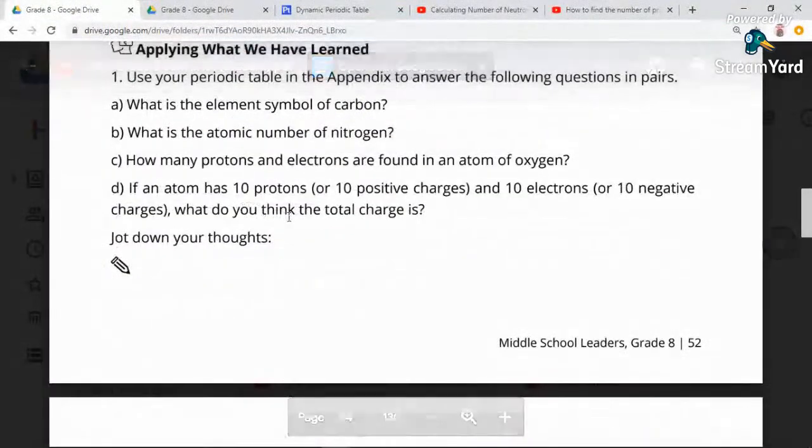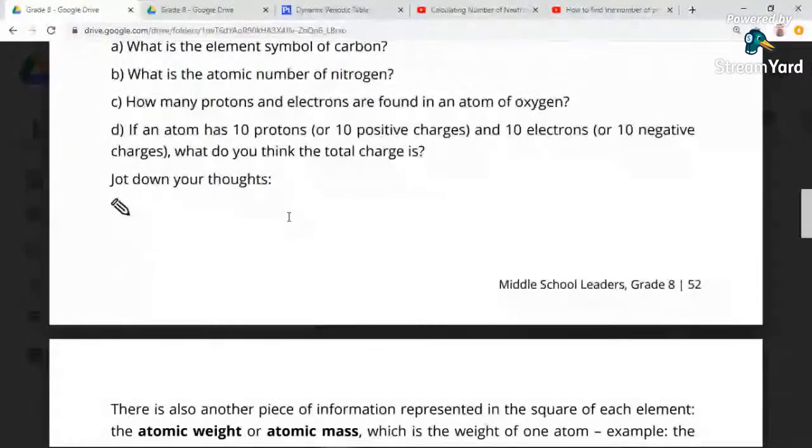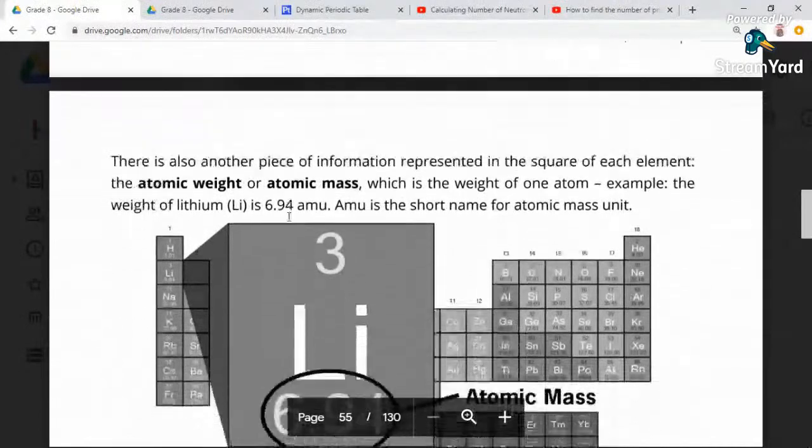And if an atom has 10 protons, which are positive, and 10 electrons, which are negative, what is the total charge? Think about this, guys, mathematics. If you have 10 that's positive, and then I'm going to get 10 more that's negative, what happens to that positive, negative? What is the number in the end? Okay? So then we're going to move ahead.